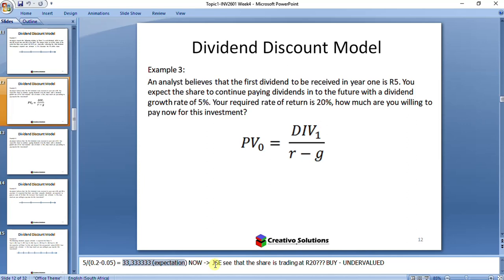Right, so again, we would have to determine how much those shares are currently selling for. If the JSE was selling those shares at a current price of 20 Rand, well then you would consider this equity to be undervalued because it's worth more based on your calculation. So then you would buy that undervalued equity.